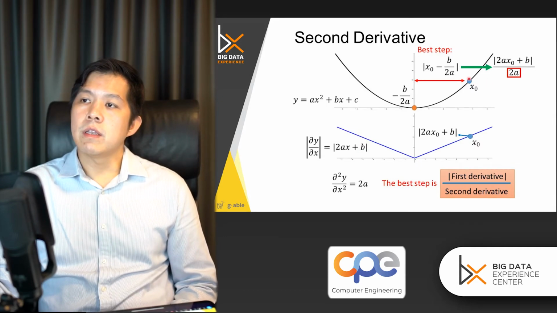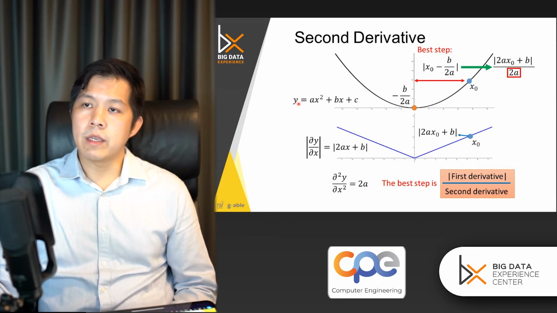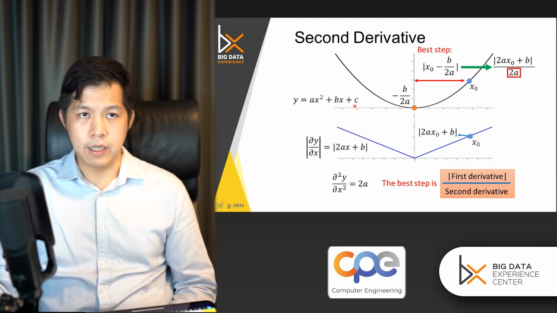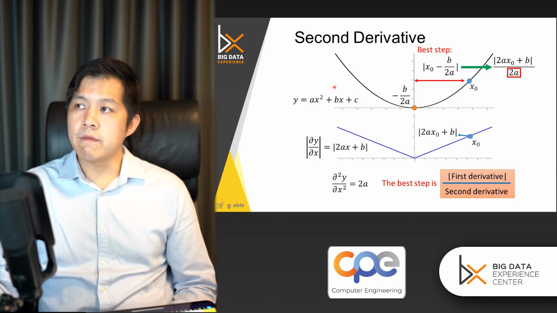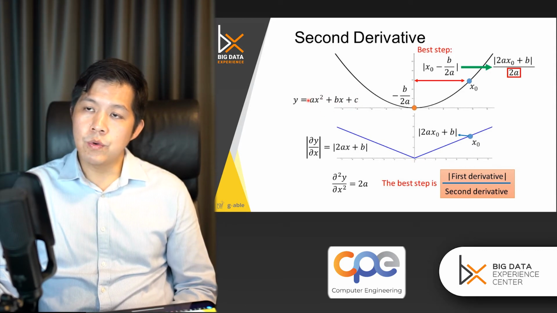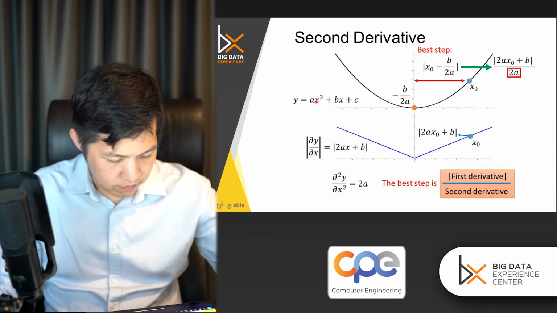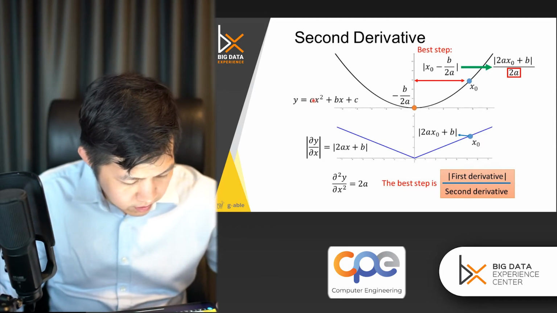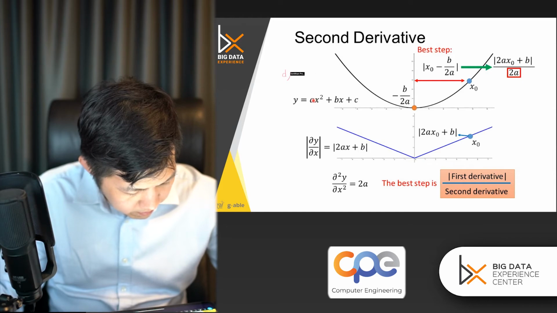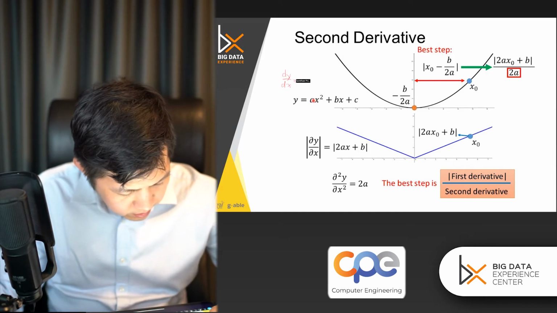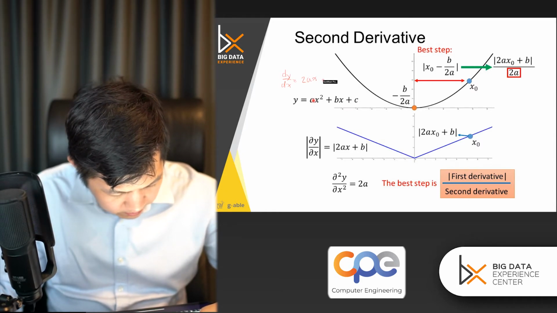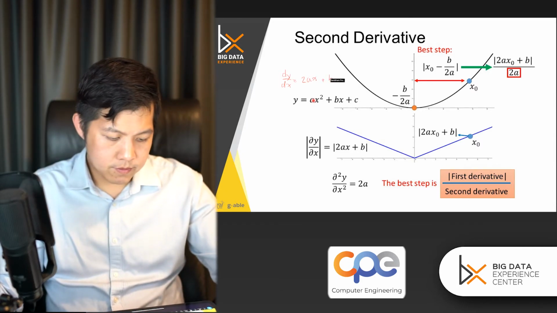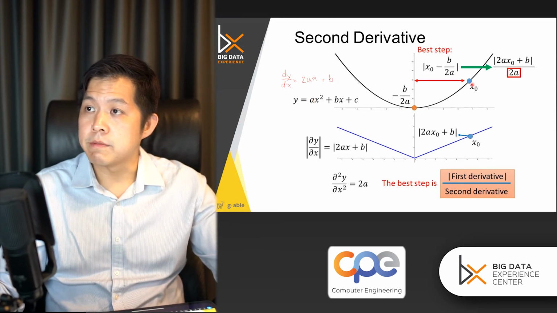Okay, so if we have this line, y equals ax squared plus bx plus c, the derivative of this would be 2ax. The derivative dy by dx would be 2ax plus b at this point.